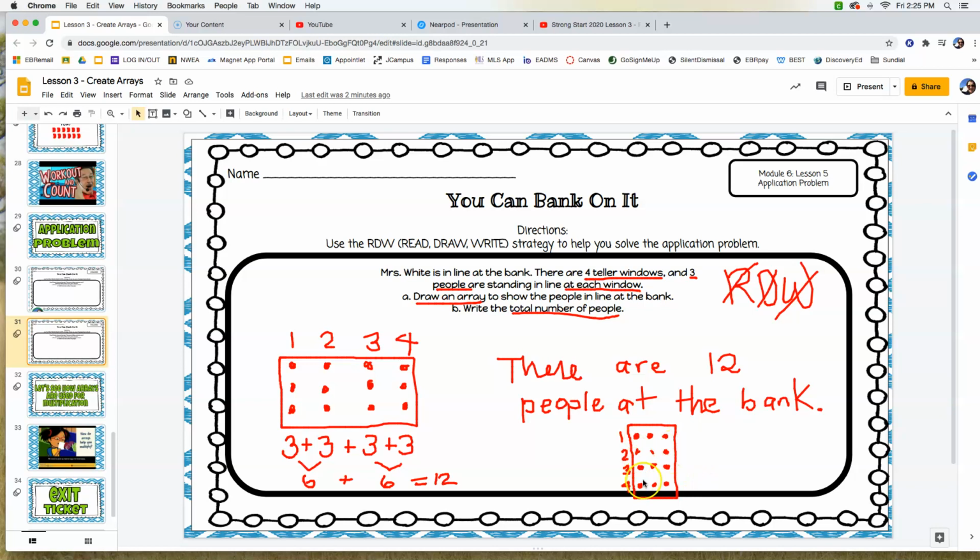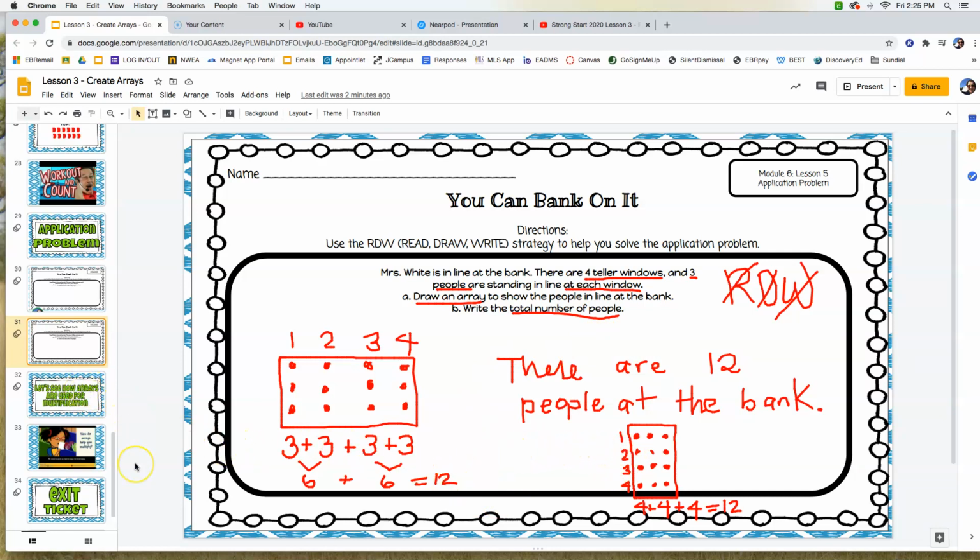And when we add to find out the total with this array, we might do 4 plus 4 plus 4, which will also equal 12. So either way you did your array is fantastico. We just need to make sure that we're lining up in rows and columns and that we have the right number in each row and column based on how you set it up. And that you should have a total of 12 people in your array. Awesome job, mathematicians. Way to go.